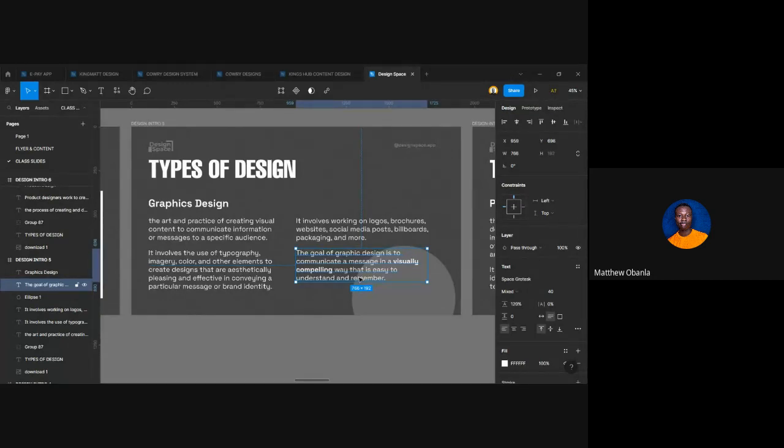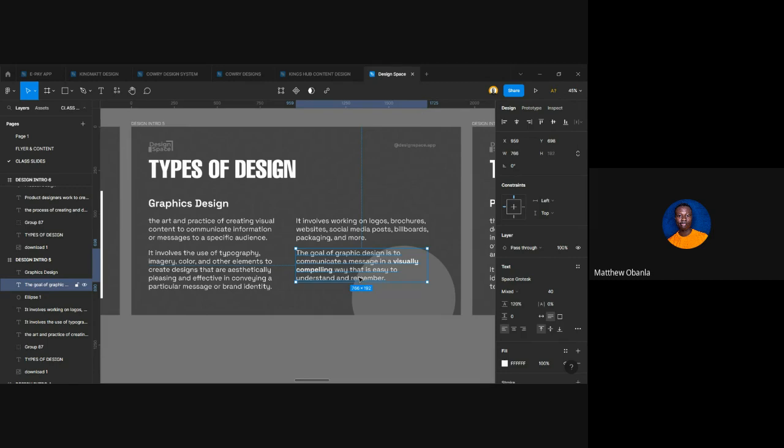Imagine, how will you know that this is MTN? How will you know that it's MTN? So imagine Airtel. Airtel has been changing the font of their logo every day. Those are things that need to be put in place for you to be able to know a good graphic design.